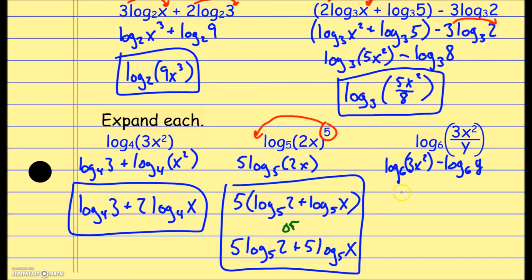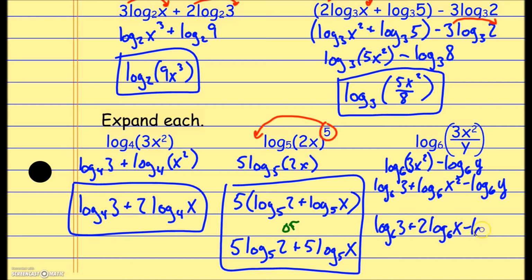And now from here I'm going to split up the multiplication that's in this first logarithm. That's going to be log base 6 of 3 plus log base 6 of x squared. Again, I don't split up the x squared because I'm going to deal with the exponent using that rule instead. And now I can bring that 2 out front as multiplication, so it's going to be log base 6 of 3 plus 2 log base 6 of x minus log base 6 of y. And now it's expanded completely.